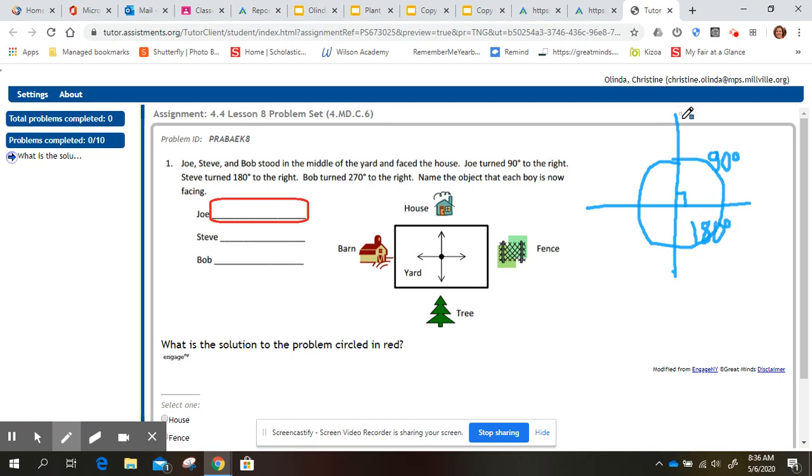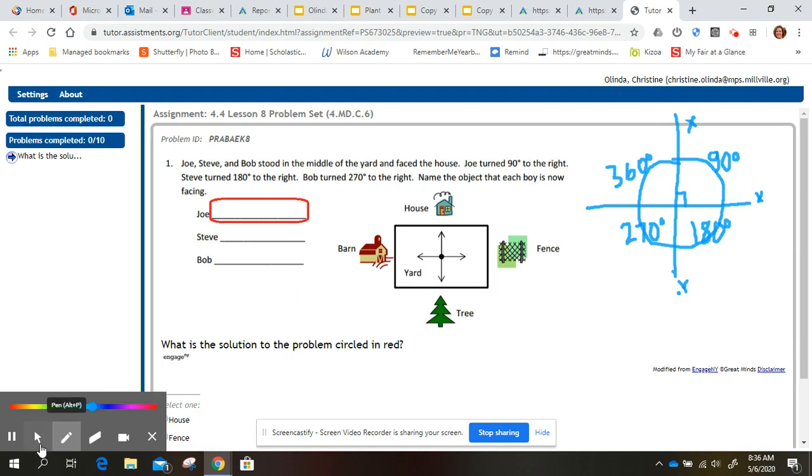So if I start here and I land here, that's 90 degrees. If I turn again, that's 180 degrees. And remember, each quadrant is another 90. So 180 plus 90 is 270 degrees. And then if you turn all the way around, you turn 360 degrees.